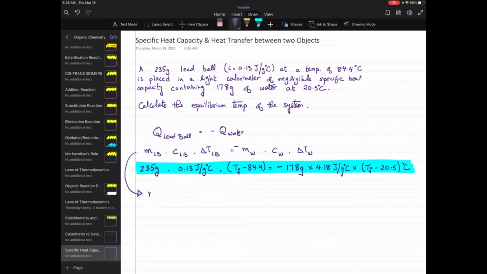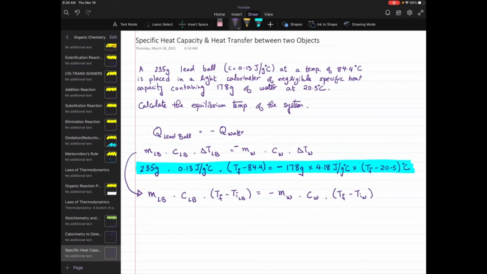So first of all, the mass of the lead ball times the specific heat capacity of the lead ball times, I'm going to put in brackets, TF, which is the final temperature, minus TI for the lead ball. So I'm going to say LB, that is different, that's not the same for both, is equal to negative M for water times the specific heat capacity for the water times the TF, which is the common temperature final, minus TI for the water.